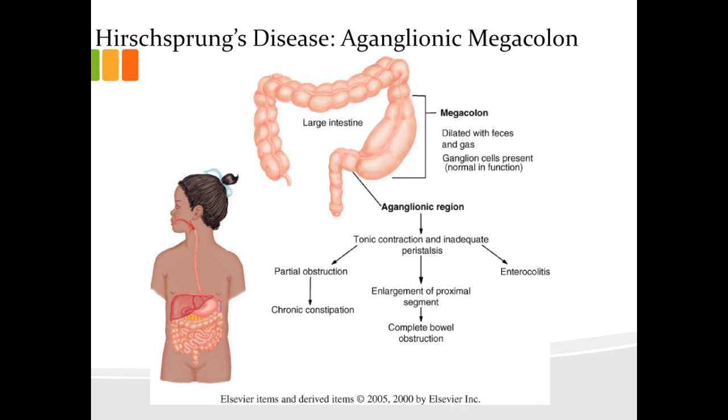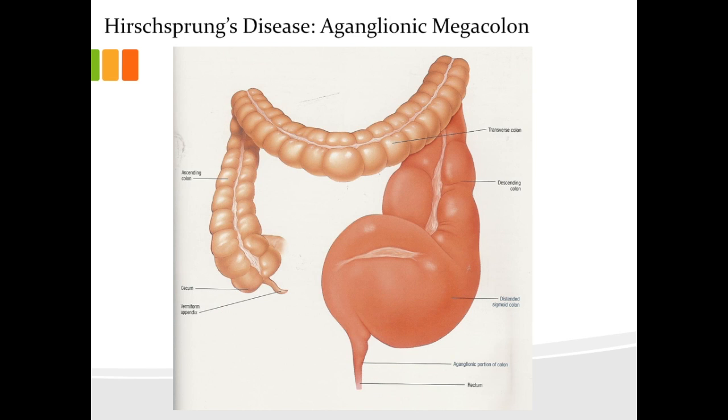This is the same picture that's in your textbook, so take a look at it in your textbook, and it shows you where the aganglionic region is, and it's a little bit bigger than normal, and then up above it, very, very large, and it's dilated with stool and gas. And here you can really see the dilated colon. It primarily affects the large intestine, but it can affect parts of the small intestine.